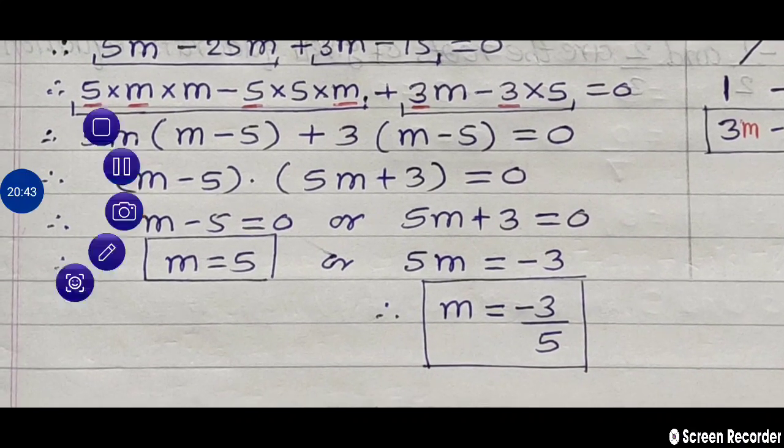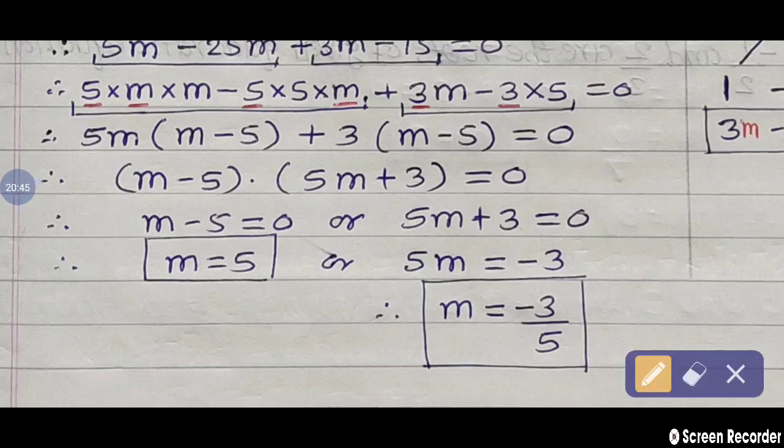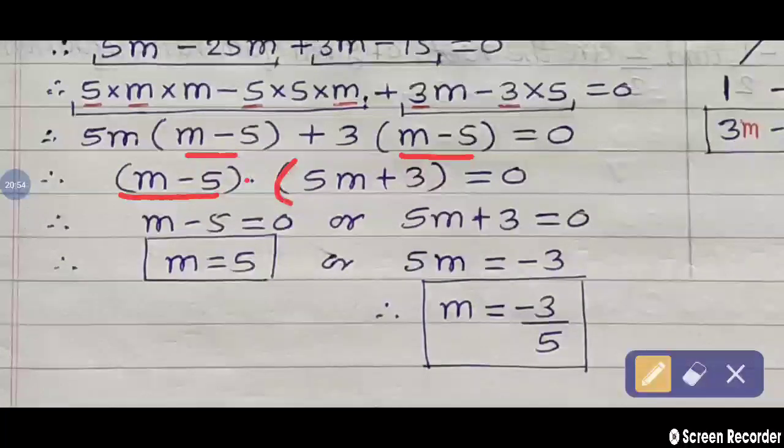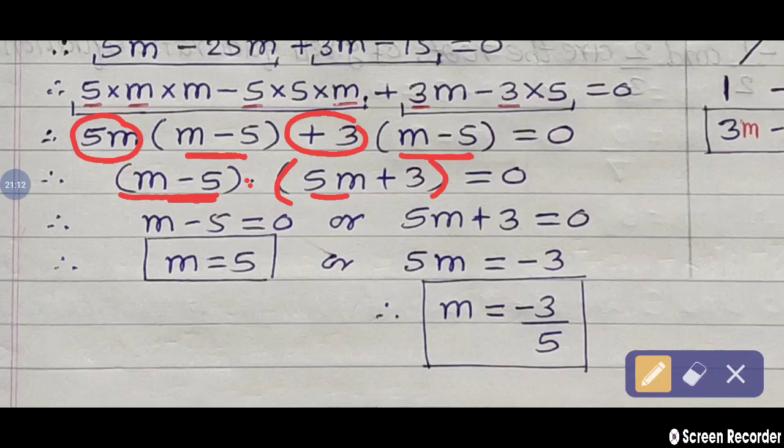Now, after taking the common factors, m minus 5 is a common factor again. So that we write a single time. Into what is remaining now? What are the remaining terms? 5m is there. So that we write in second bracket plus 3m. m minus 5 is a common bracket. So that common factor we write one time into the remaining terms: 5m plus 3 equal to 0.